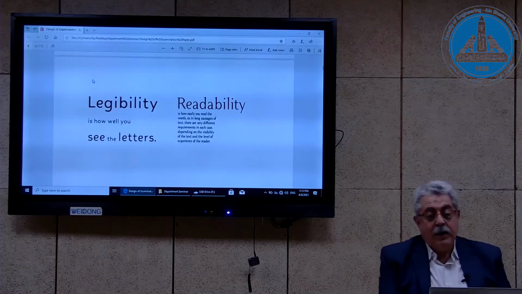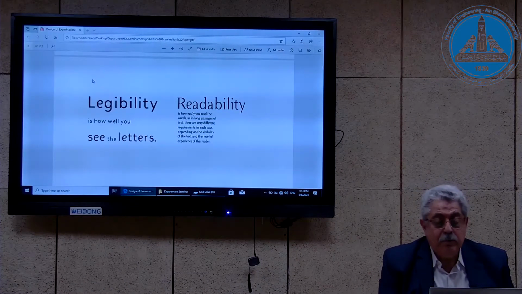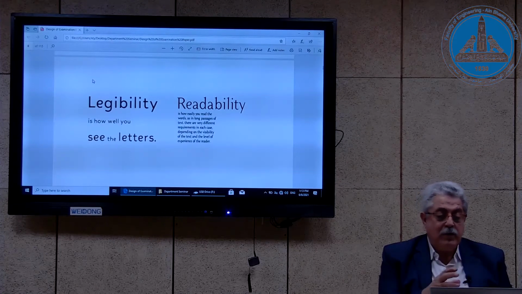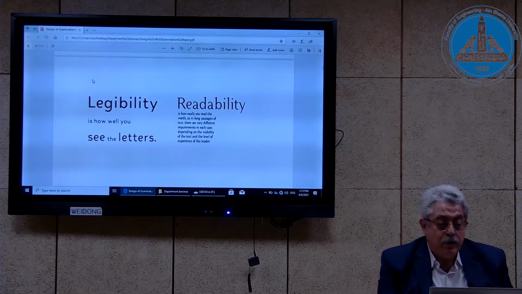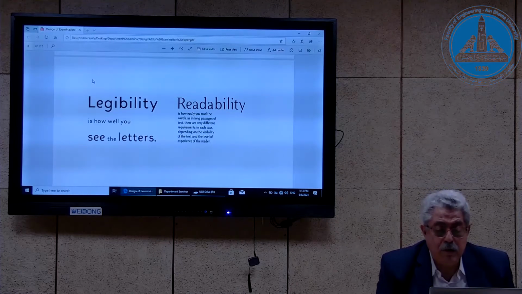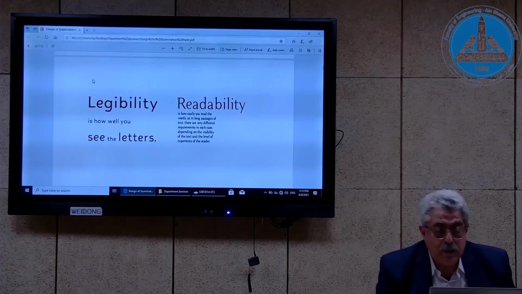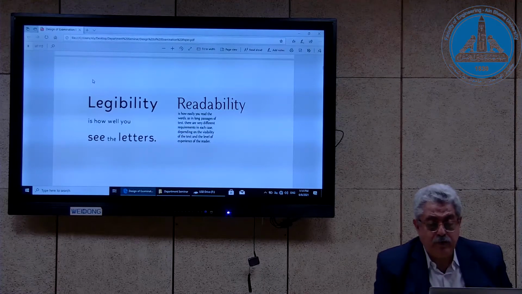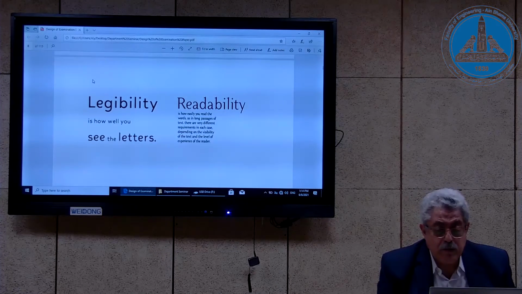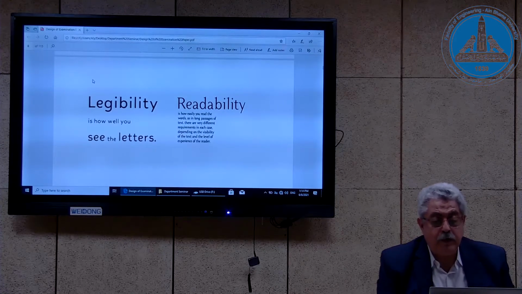Here, adopting the previous definition, it gives you an example: legibility is how well you see the letters, and readability is how easily you read words, as in long passages of text, where there are very different requirements in each case, depending on the visibility of the text and the level of experience of the reader.